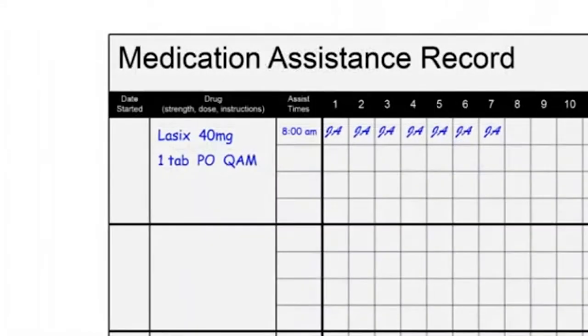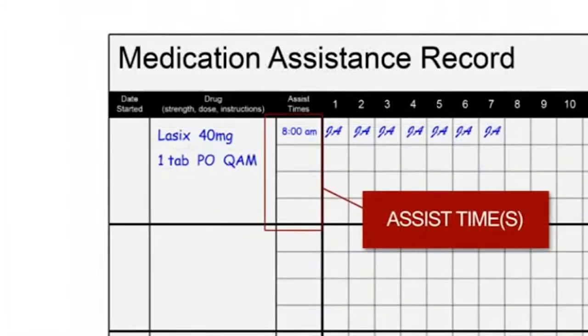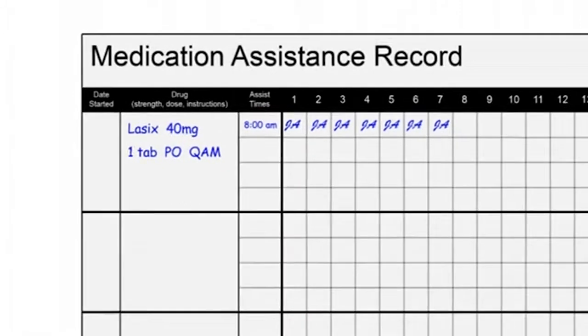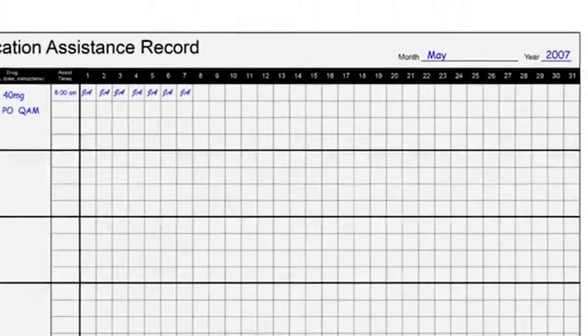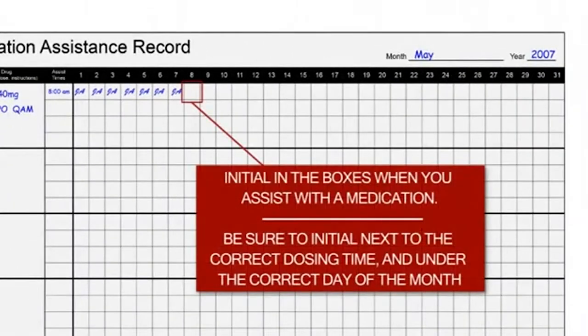Next to that is a column for the times of day that the medication is to be taken. You can see that for each medication, there are enough spaces to list up to 4 times of day, as that is typically the maximum number of doses a person would take of any particular medication in 1 day. Then the rest of the form consists of columns or small boxes where you will place your initials next to the medication each time it is given.